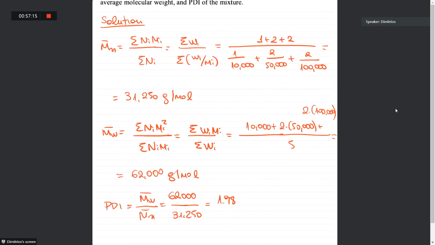So we only assume that the density of polystyrene is the same because we want the thicknesses of the materials in the lamellar structure to be the same. So we only calculate the distance between the two materials. Okay.